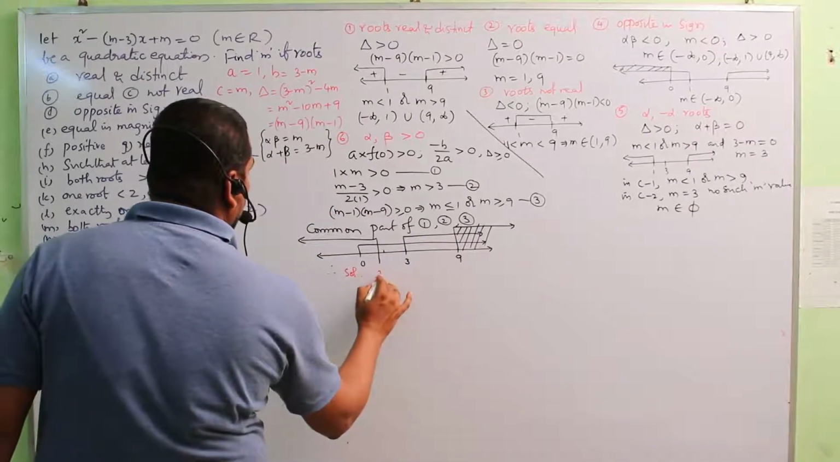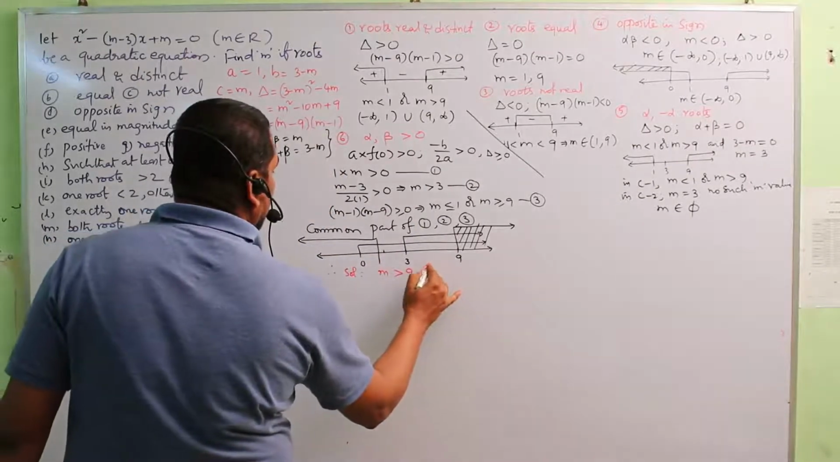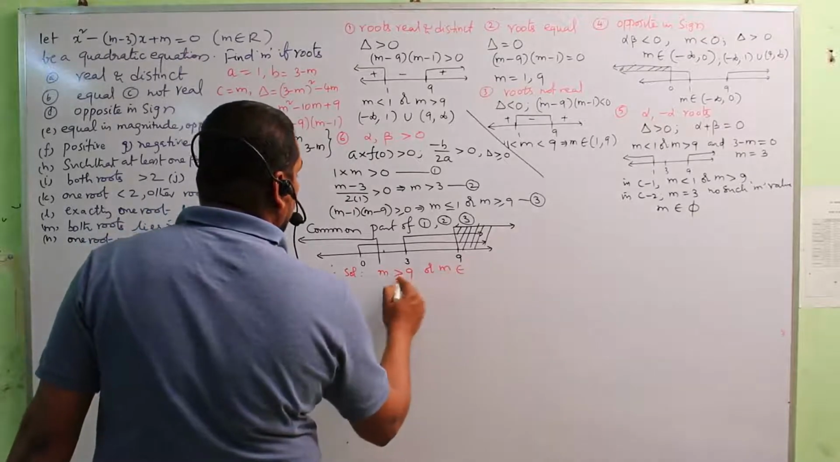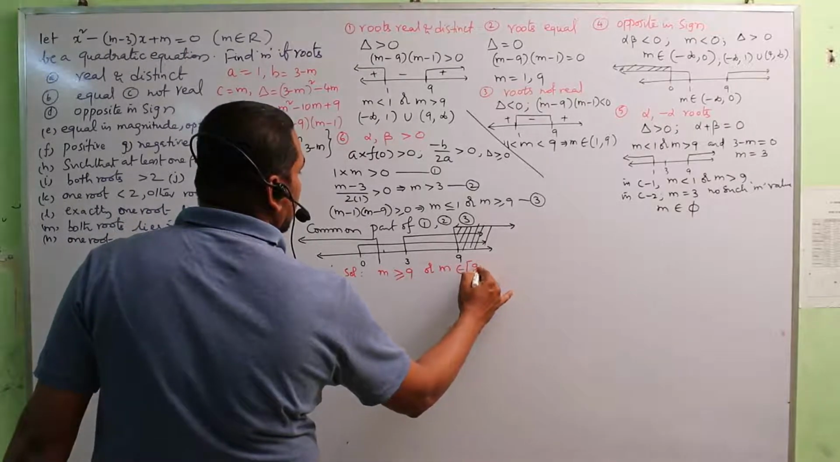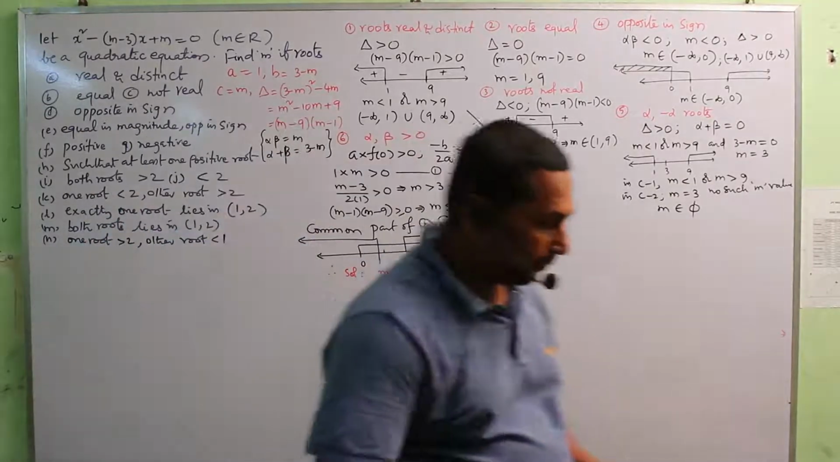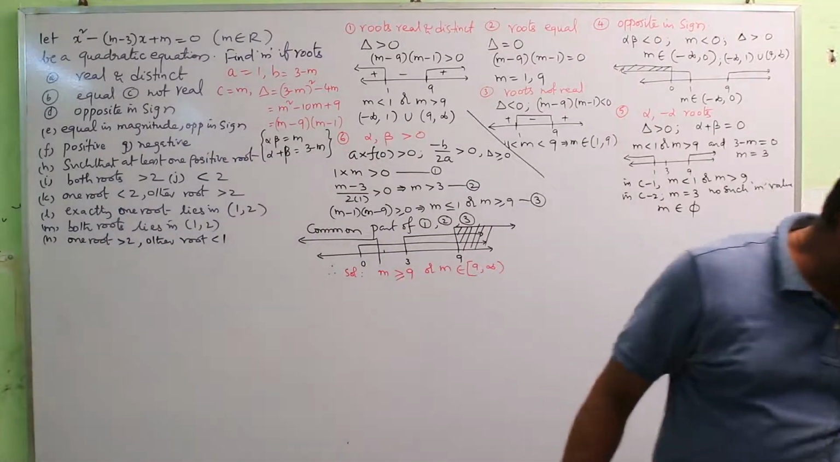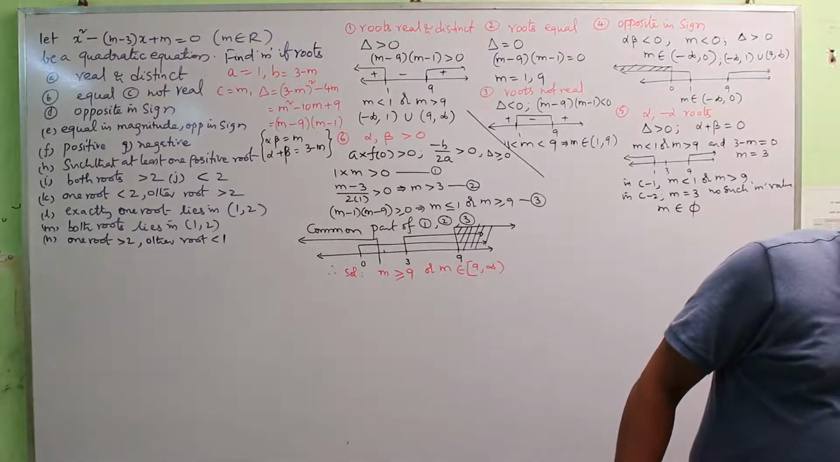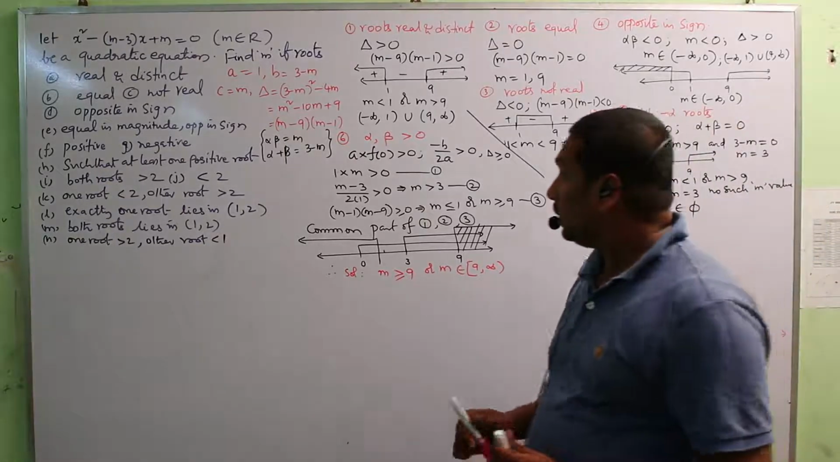Therefore, the solution is m greater than or equal to 9, including 9, that is, m belongs to 9 to infinity. That is the fifth one. Next question.